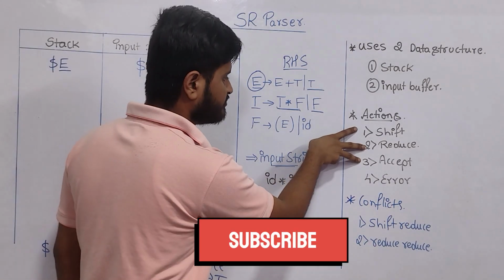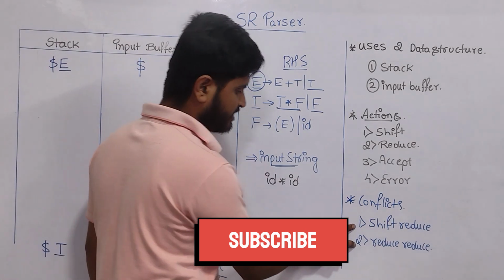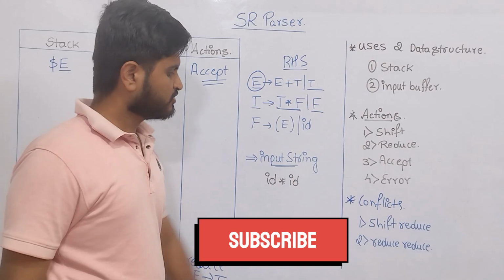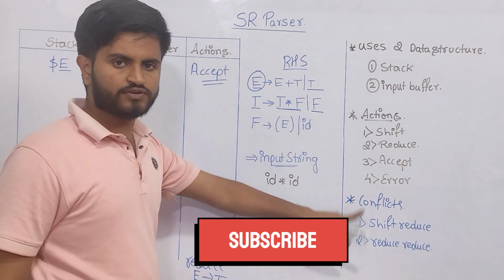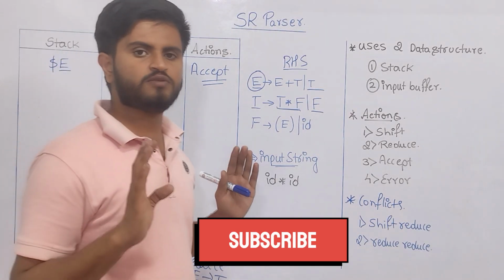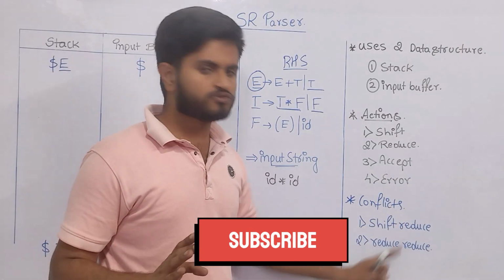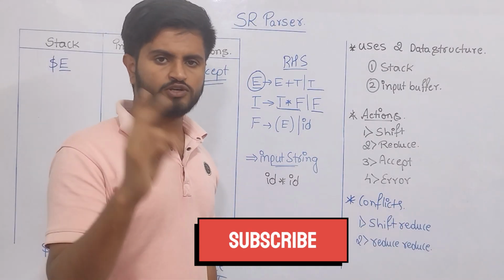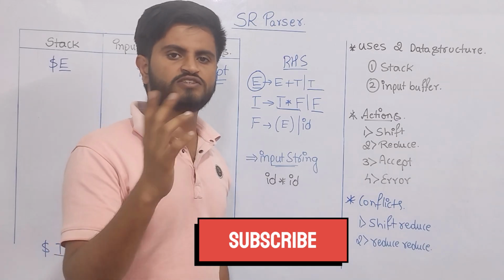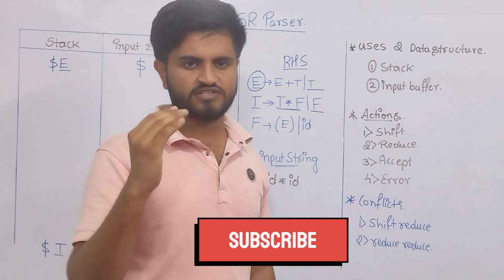So these three are the main actions which we will be using. Keep in mind the shift reduce and the reduce reduce conflict. The shift reduce conflict will be used when my input buffer is not empty. The reduce conflict will be there when two or more productions can be reduced. So you will be choosing the bigger production to optimize the solution.